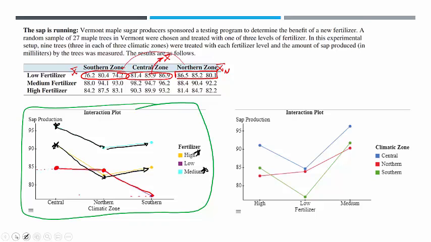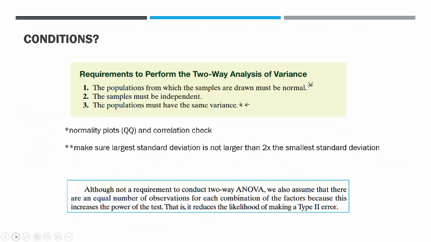Okay, and then finally, one last thing to talk about here, and that's something I skipped, and that's the conditions for the ANOVA test. Specifically the two-way ANOVA test. So 3 major conditions here. The populations from which the samples are drawn must be normal. So of course we can look at normal probability plots and do a correlation check, right? QQ plots. The samples must be independent.